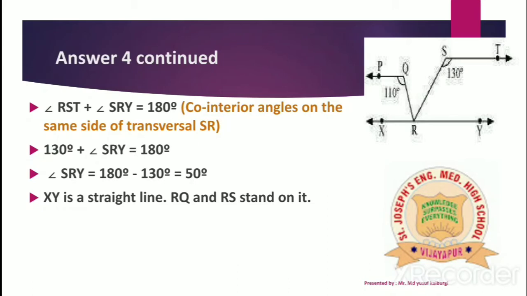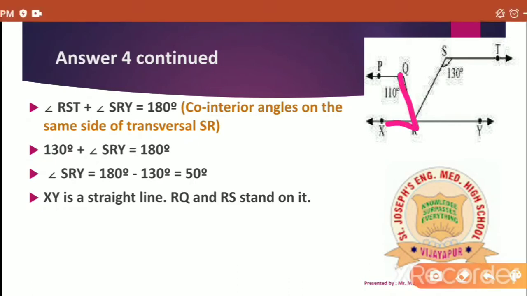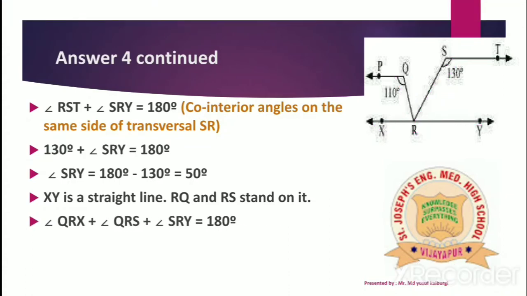If they are standing, then their adjacent angle sum should be equal to 180 degrees. Okay, linear pair, you can say. So can I write angle QRX plus angle QRS plus angle SRY is equal to 180 degrees? So let us write that one. Yes, QRX plus QRS plus SRY is equal to 180 degrees.